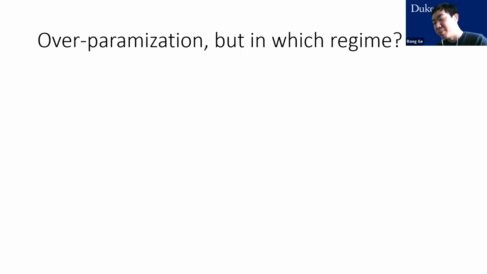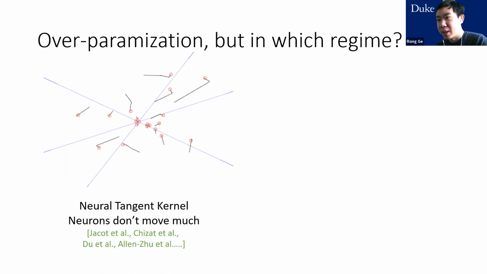And in recent years, people have studied two regimes of overparameterization. The first regime is called the neural tangent kernel regime. This is one limit of an infinitely wide neural network. In the neural tangent kernel limit, neurons basically just move an infinitely small amount. And people have shown that in this regime, you can converge to the global optimal solution for the training loss. You can also prove some generalization guarantees, although the generalization guarantees are not very strong in the teacher-student setting.